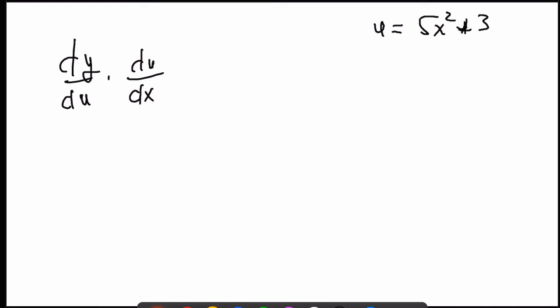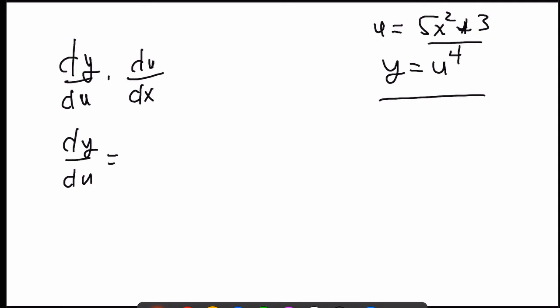Okay? Yes? So dy/du, remember the equation, so it's y equals u to the 4th, where u equals that, right? Those are our two equations. So dy/du equals 4u cubed. Okay?